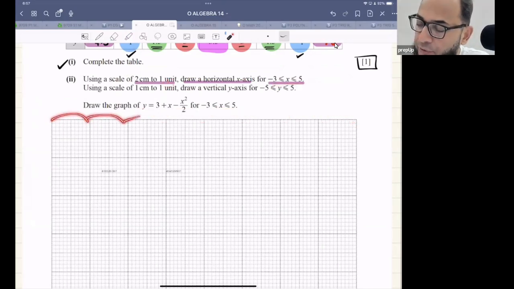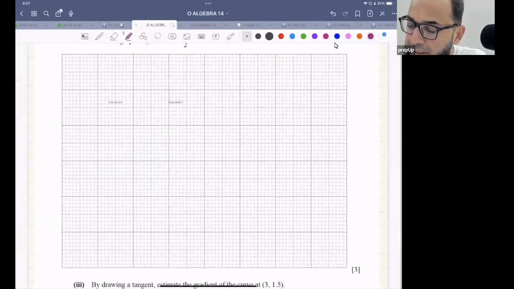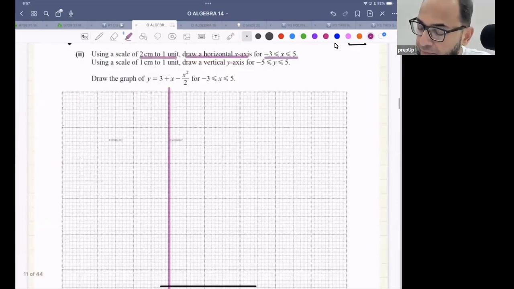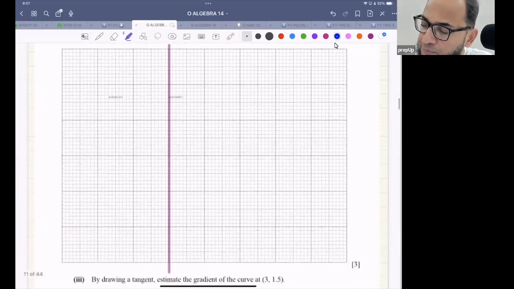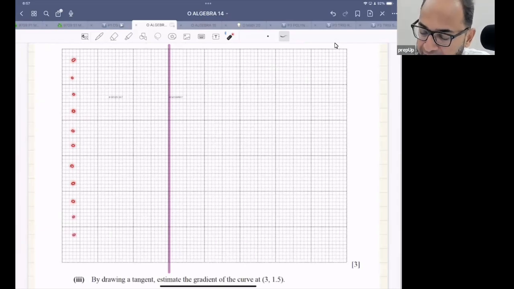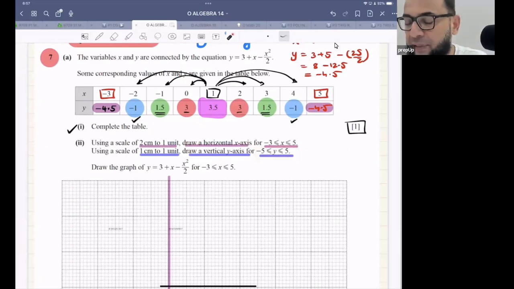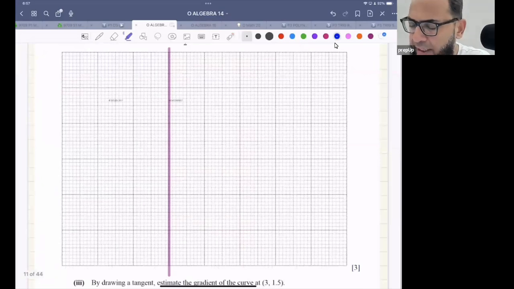So therefore 1, 2 and 3, let me draw the y-axis right over here. So this y-axis will go like this. For the y values, 1 centimeter to 1 unit, draw a vertical axis from -5 to 5. There is, I think, more space. 1, 2, 3, 4, 5, 6, 7, 8, 9, 10, 11, 12. We needed 10 units, -5 to +5, and we have space for this. So let me just draw in the middle, right over here.